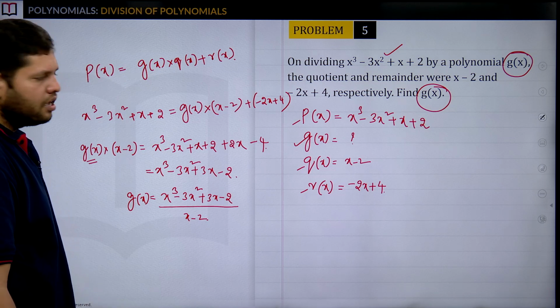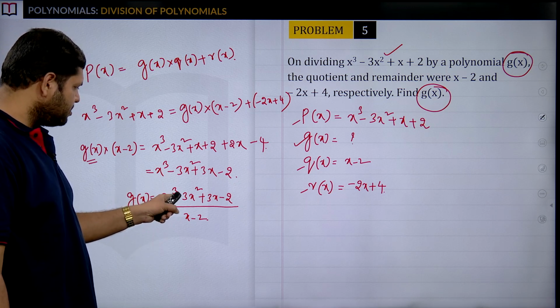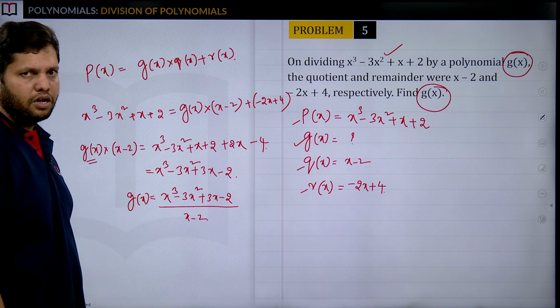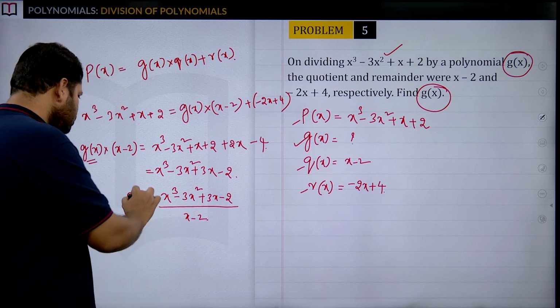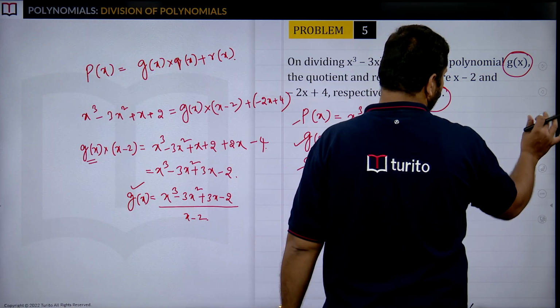Okay children. Now after dividing x power 3 minus 3x square plus 3x minus 2 by x minus 2, we will get a quotient. That quotient value is g of x. Okay, now let me see, children, what is the quotient value?